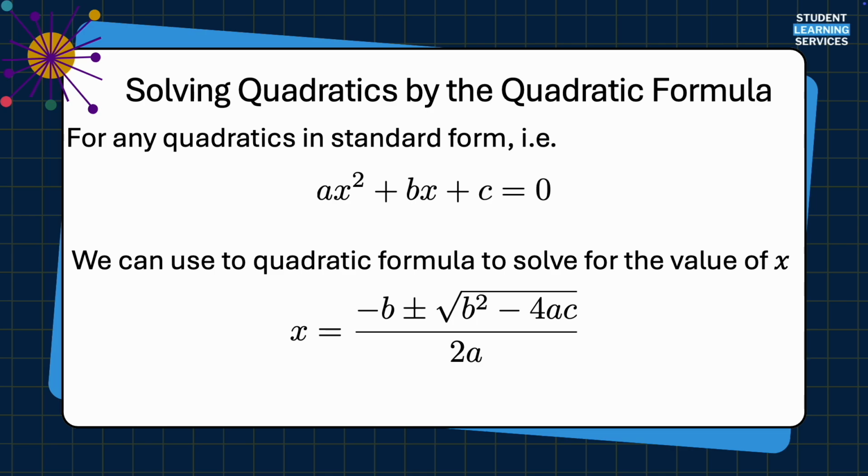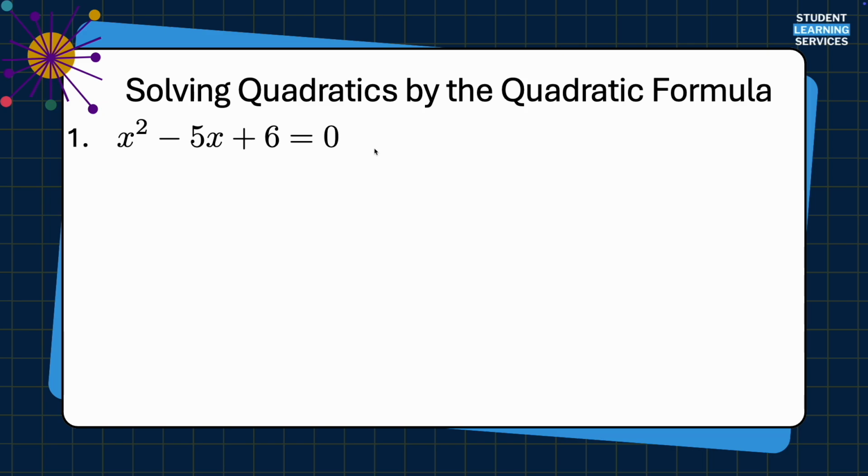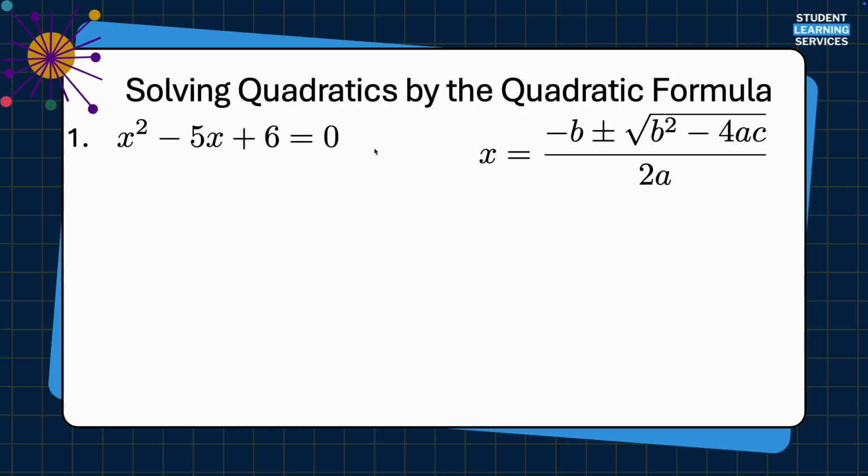To see what that means, let's look at an example. We are going to reuse example 1 from the factoring. x squared minus 5x plus 6 equals 0. Here, the right-hand side is already 0, so we can use the quadratic formula. We recall that x is equal to negative b plus or minus the square root of b squared minus 4ac all over 2a. Let's first identify what's a, b, and c in this case.